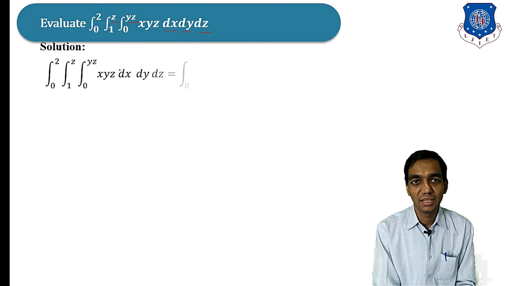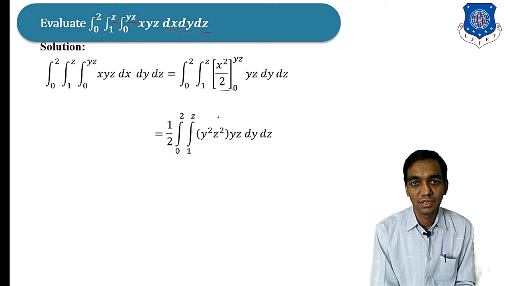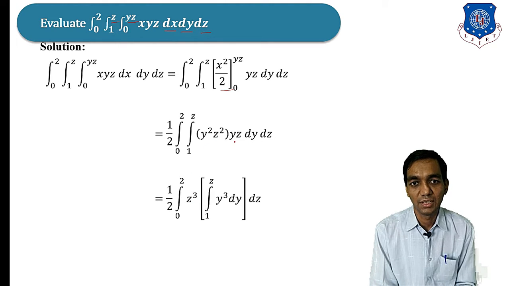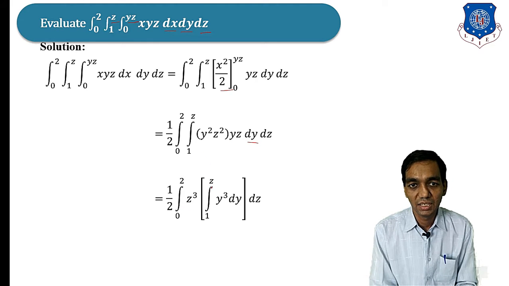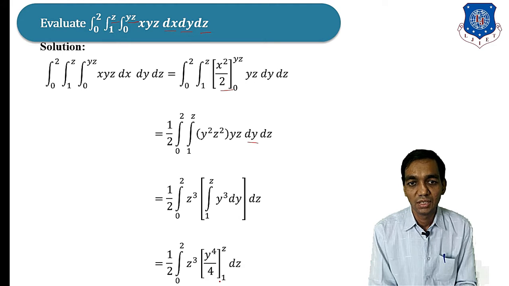So first you are going to integrate this term with respect to x. So the integral of x is x square by 2, yz remains as it is, and the limit is from 0 to yz. If you put in the limit, then you will have 1 by 2 as a constant taken out, y square z square into yz dy dz. Okay. Now that will give you, in the double integration, y cube z cube. So first you have to integrate with respect to y. So z cube is taken out and the integral of y cube dy from 1 to z, and 0 to 2. So the integral of y cube is y raised to 4 by 4. The limit is from 1 to z. Correct?